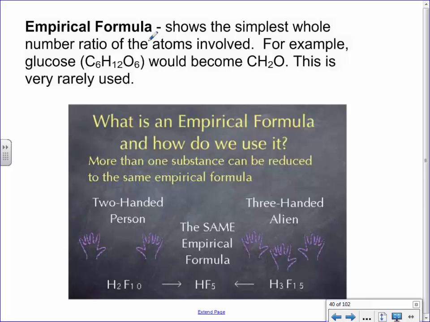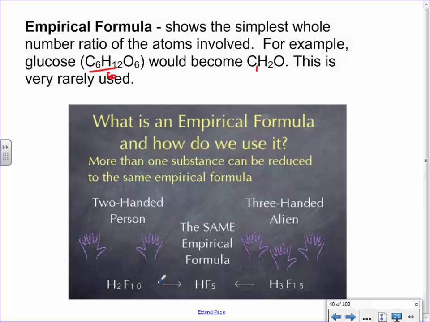Just like I did with the ionic compounds before. Rather than having 1,000 and 1,000, I said 1 and 1. Rather than having 6, 12, and 6, divide each of these by 6, and 6 divided by 6 gives you 1. 12 divided by 6 gives you 2. 6 divided by 6 gives you 1. Does that make sense? So that's an empirical formula where you're basically reducing it to lowest terms. We rarely use these, though. We do, but it's not all that common. Usually we don't use that as a good way of trying to describe things.